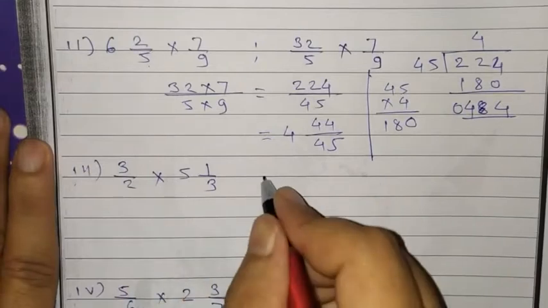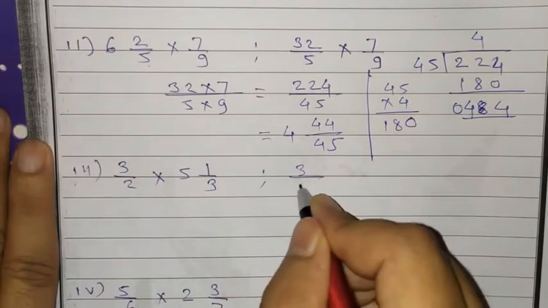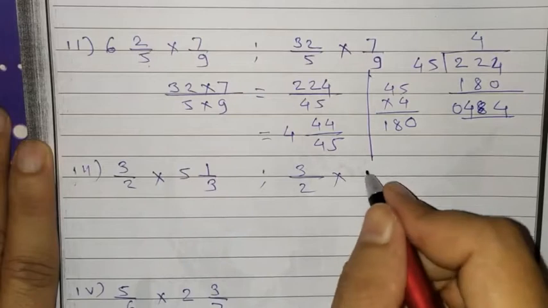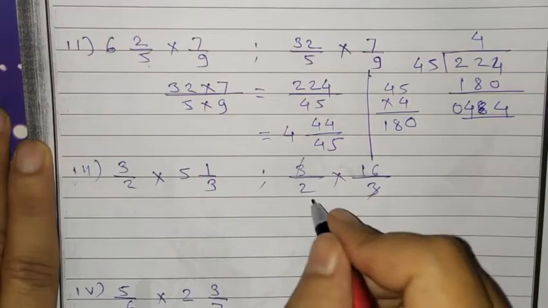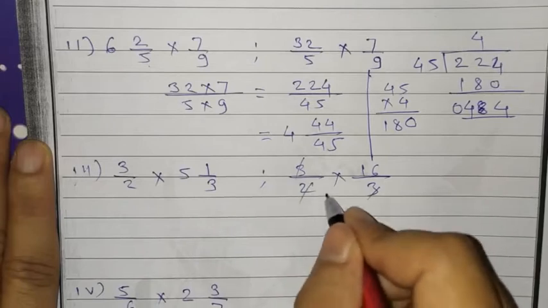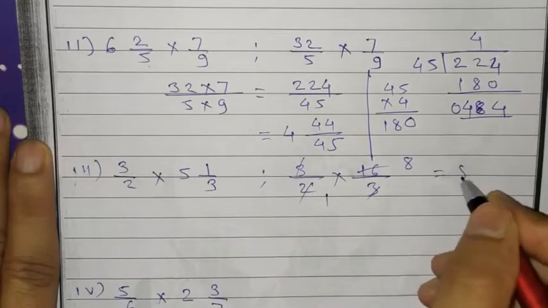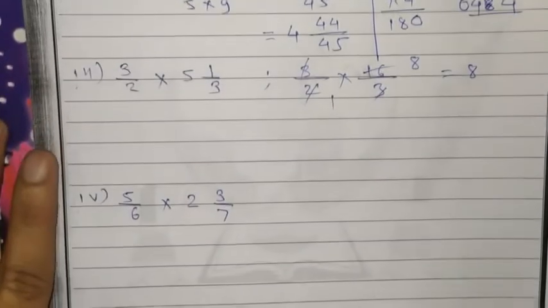Third one. The third number is written as 3 upon 2 into 5 into 3 is 15, 15 plus 1, 16 upon 3. 3 cut because they are the same. 2 ones are 2, 2 eights are 16. So the answer is 8. The third question was quite easy.